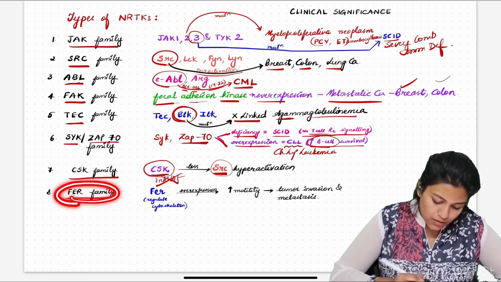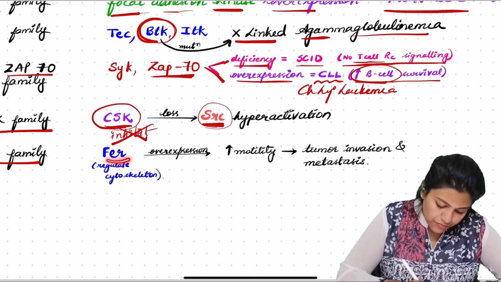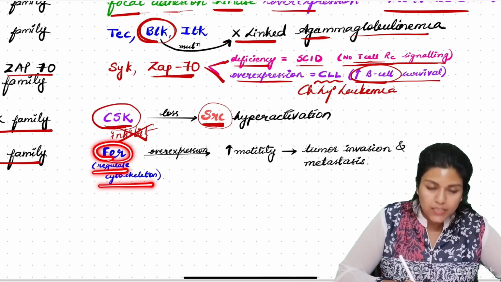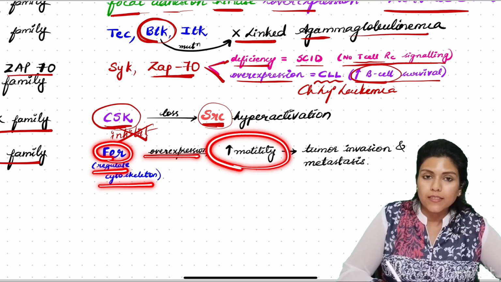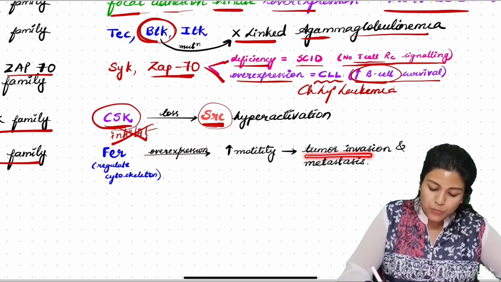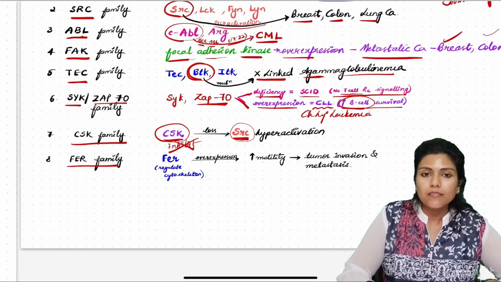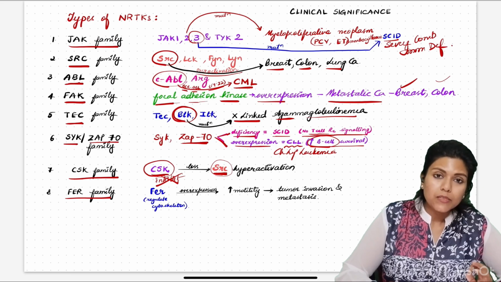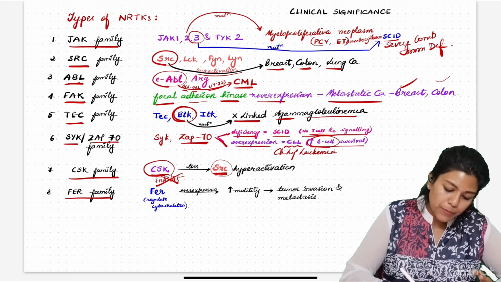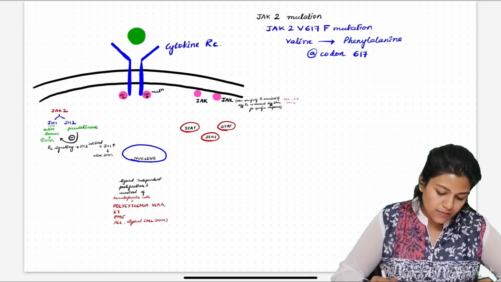Coming to the FER family, FER will normally regulate the cytoskeleton of cells. When it is overly expressed, there is increased motility of the cells. That means it will favor tumor invasion and metastasis. This is about a few clinically relevant mutations. We'll consider one important family and one important member for the clinical understanding.